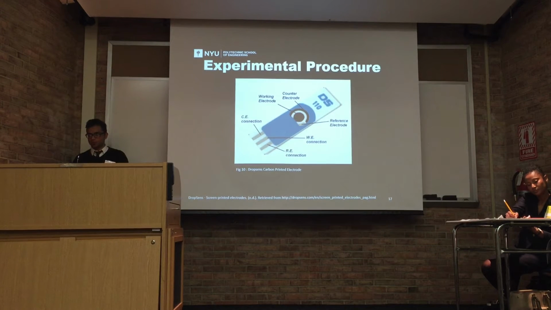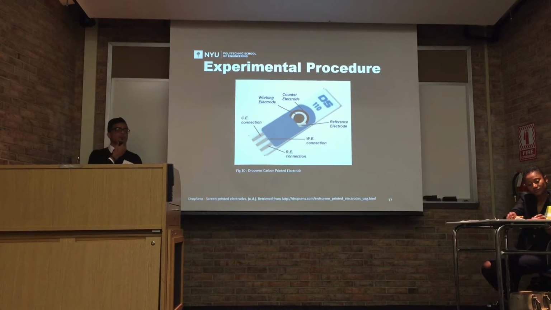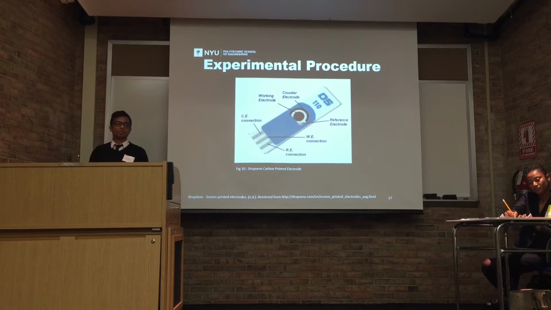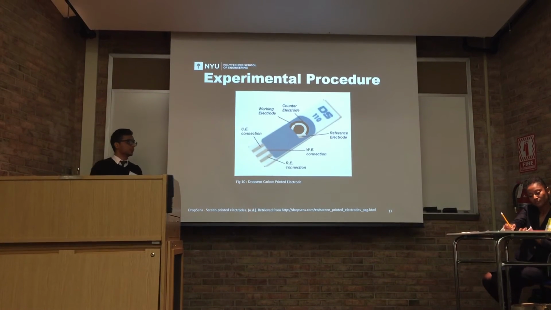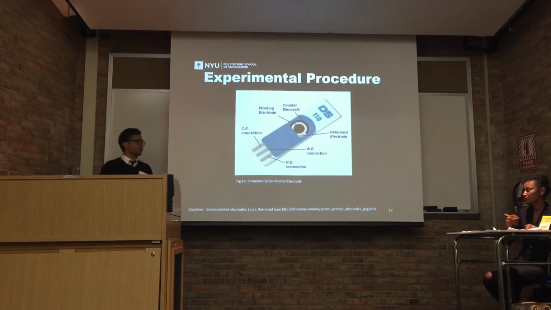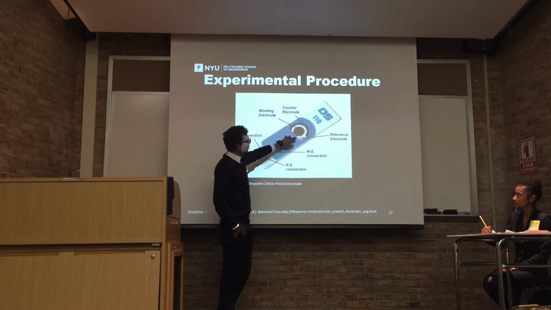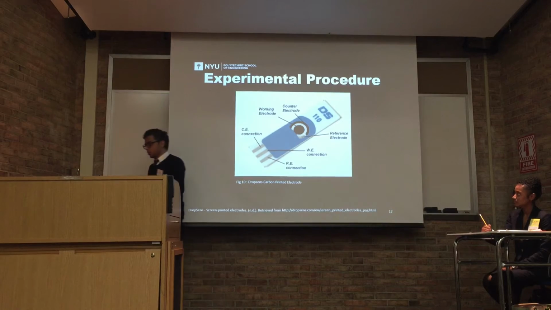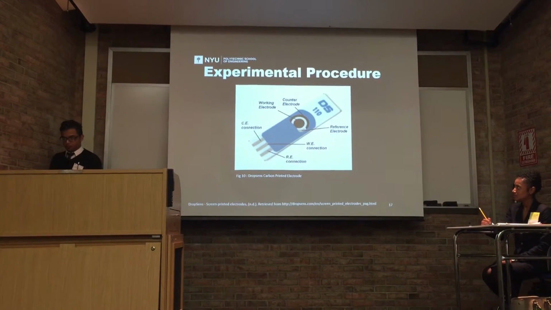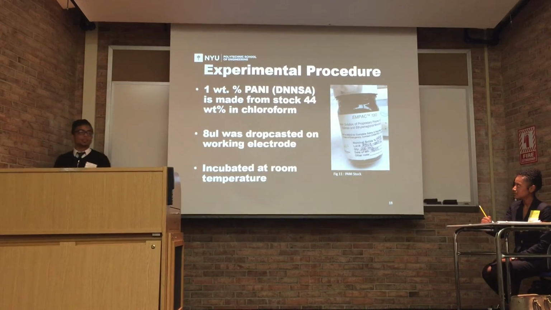And in order to do that, we are using open circuit potentiometry, and we are using DropSens technology. We're using DropSens electrodes. And we are currently focusing on just the working electrode, which is the dot in the middle, and the reference electrode. The working electrode is where we drop cast the polyaniline.